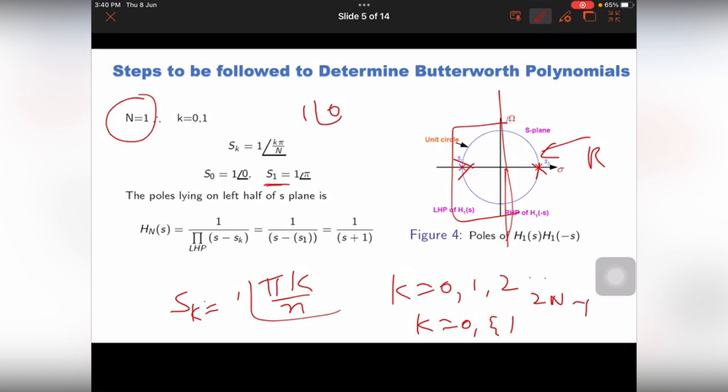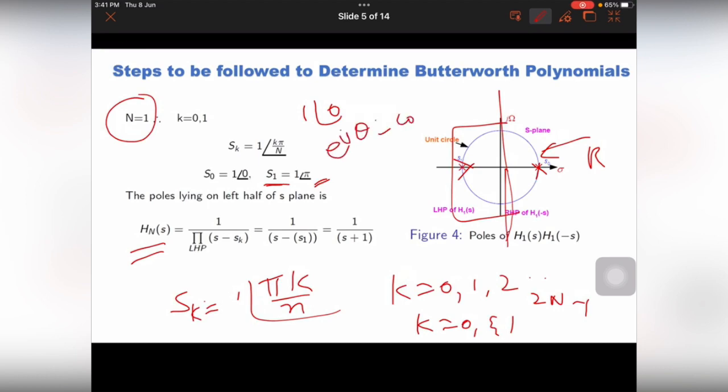So in the transfer function Hn of s, here the n value is 1. So H1 of s is equal to 1 divided by the product of left half poles of s minus sk. The sk value is S1. So minus into minus is plus, and you will get s plus. What is the value of S1? The angle is pi, so here theta is 180 degrees. So what is e power j theta?